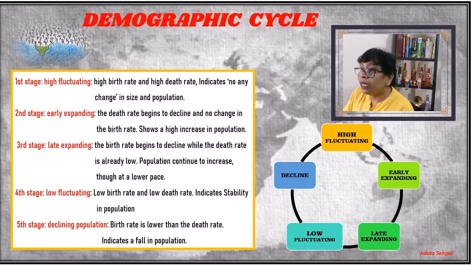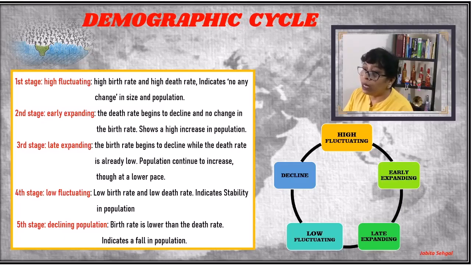The third stage is late expanding. The birth rate begins to decline in this stage while the death rate is already low. Population continues to increase, though at a lower pace. Then the fourth stage is low fluctuating stage. Low birth rate and low death rate prevails in this stage. It indicates a stability in population.